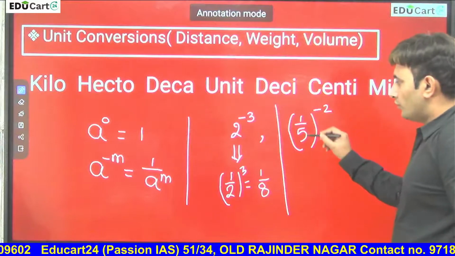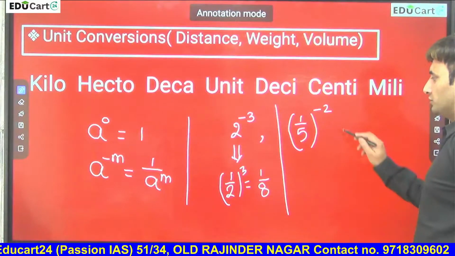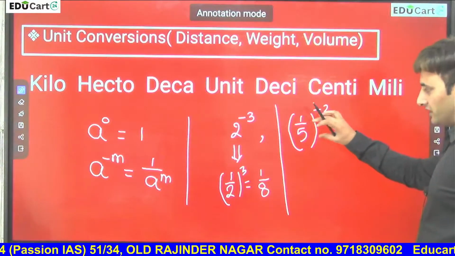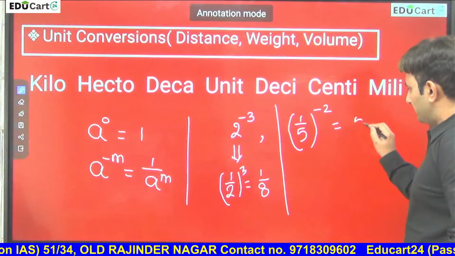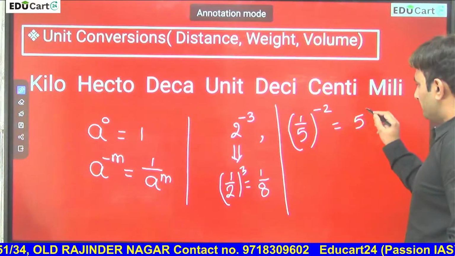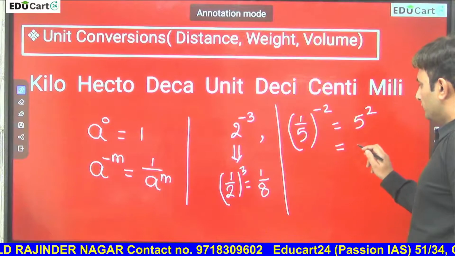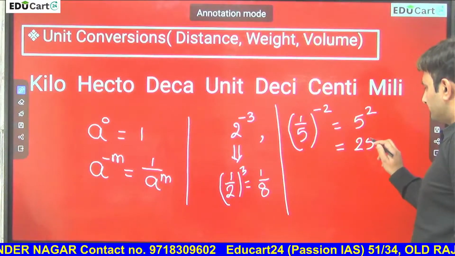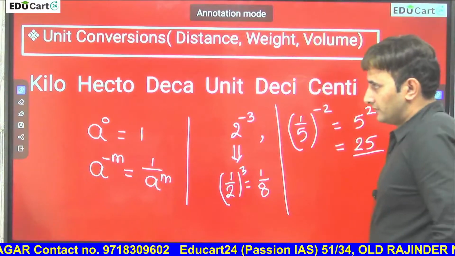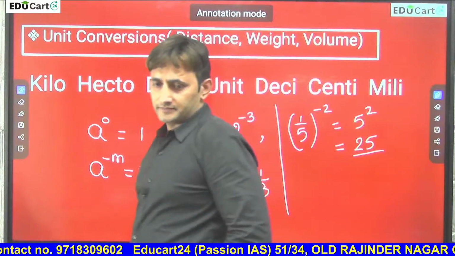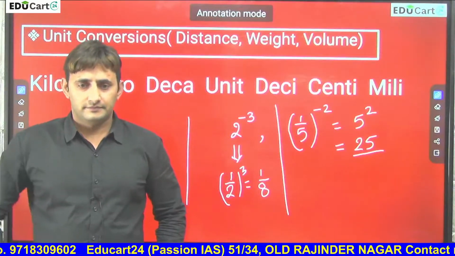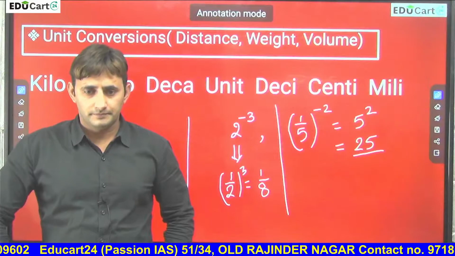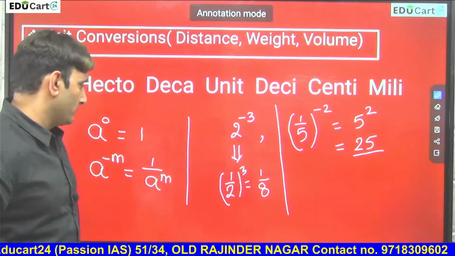And here, 1 by 5 to the power minus 2. When we take the reciprocal of this, it will become 5. The power will become positive. 5 to the power 2. So that will be 25. I hope it is clear. Okay, beta? Good. It will be 25.